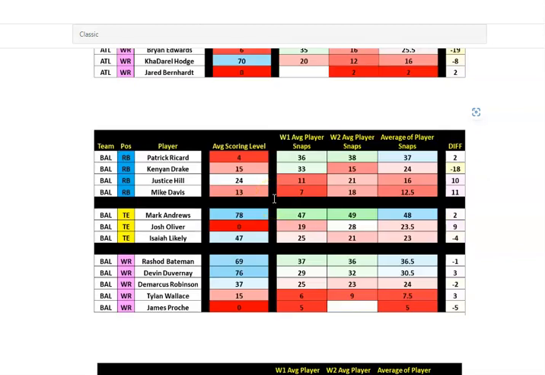I kind of look for players that overscore or underscore. 49 and Andrews at 78. That is overscoring. They're just throwing that to him. And they're throwing so much tight end, even Lively woke up and got something. Bateman and Duvernay there, but look at the 30s. That's sad. I'm not sure you want any of the running backs here, folks. Look how sad this is.